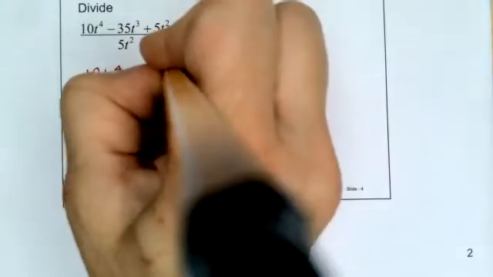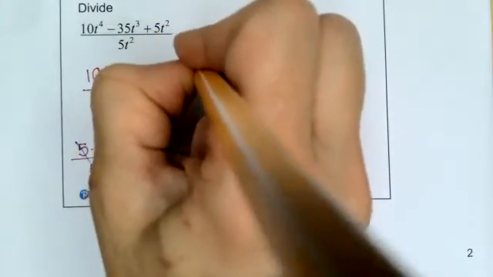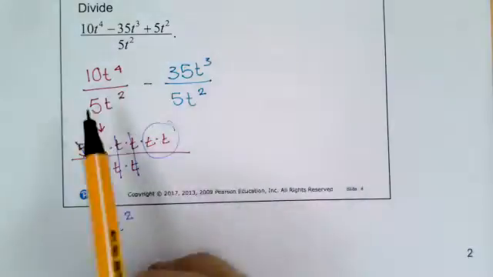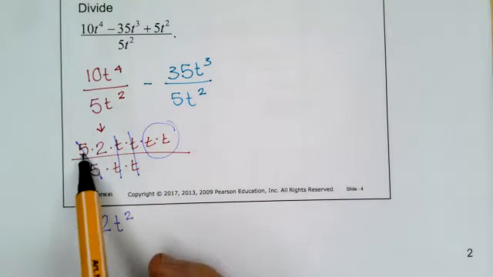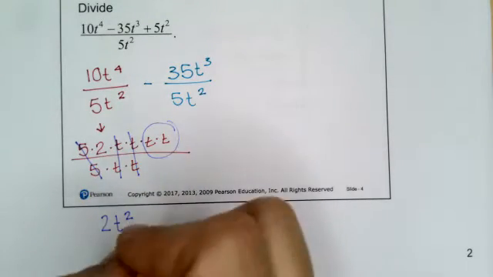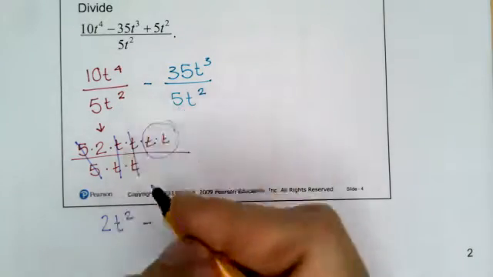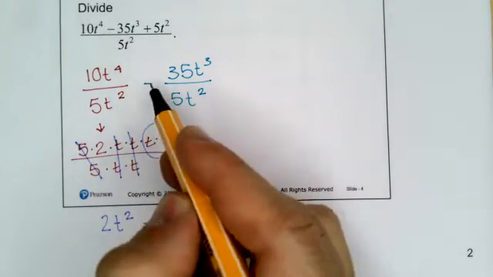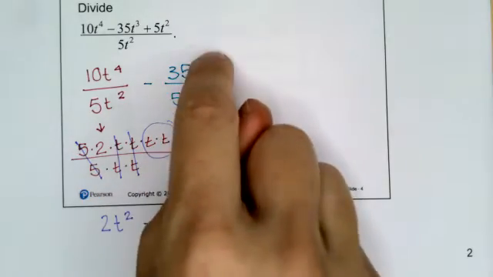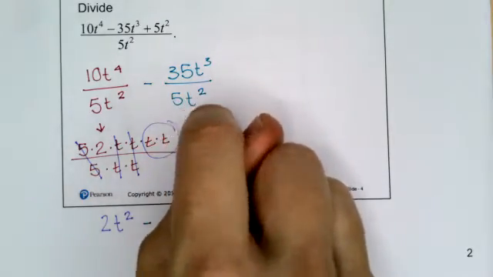Minus 35t cubed over 5t squared. Just look at, we took the 10 and we factored it by 5. It's going to be helpful to take the 35 and factor it by 5. And you can just keep the negative as a sign, okay? Don't overthink it. If it's negative here, it's going to be negative here. Good? Negative 35t cubed over 5t squared.